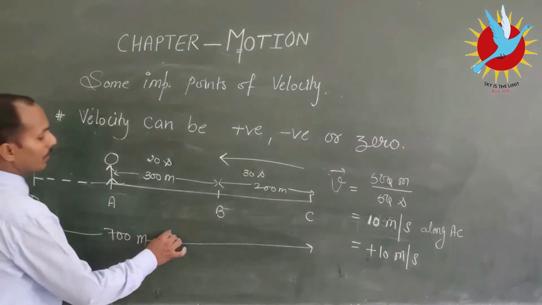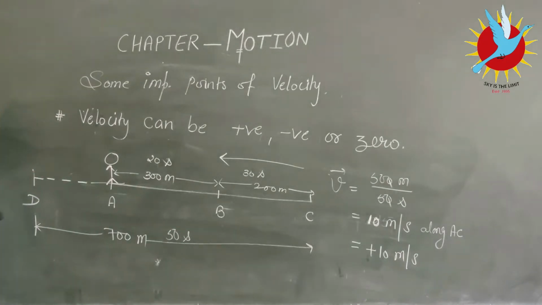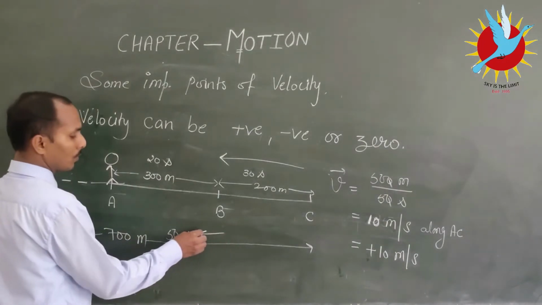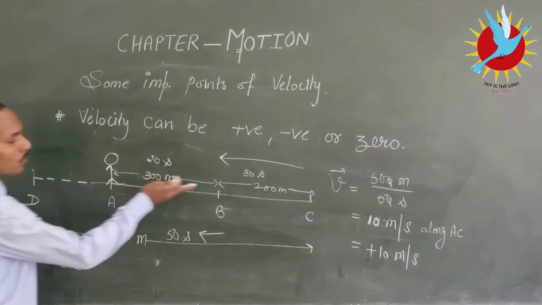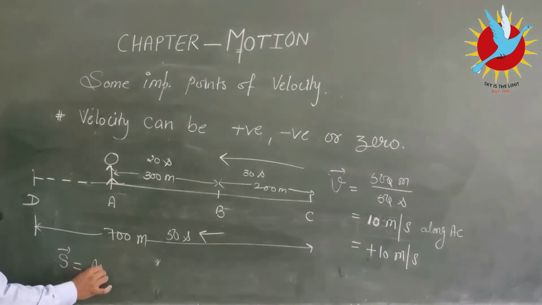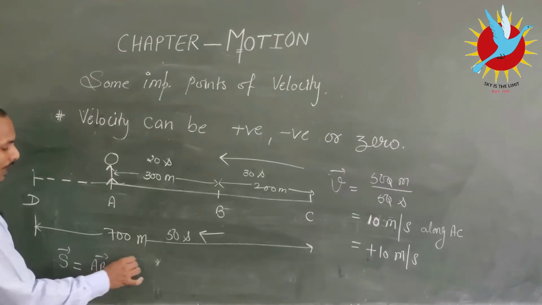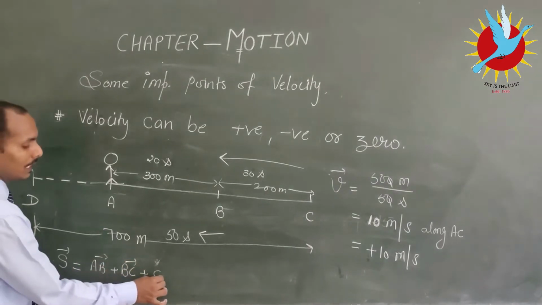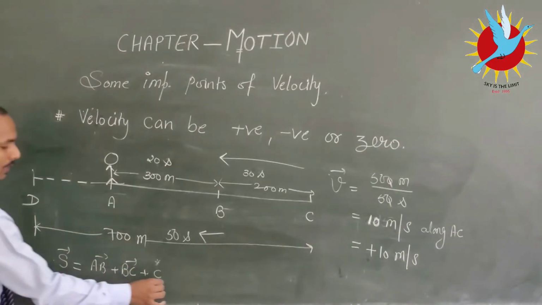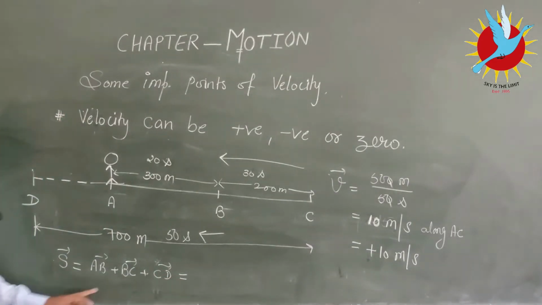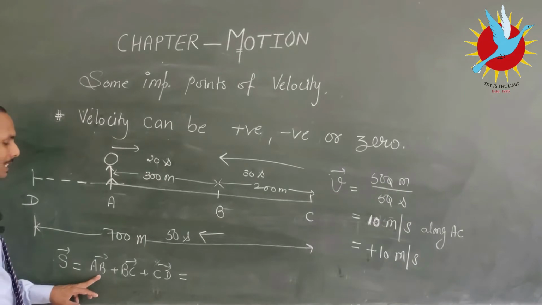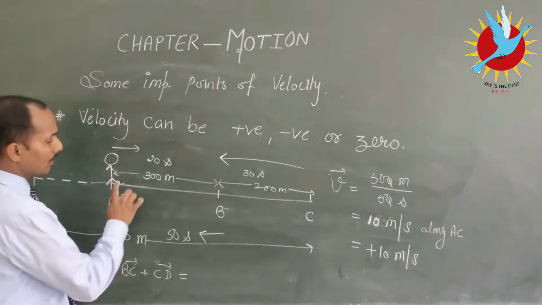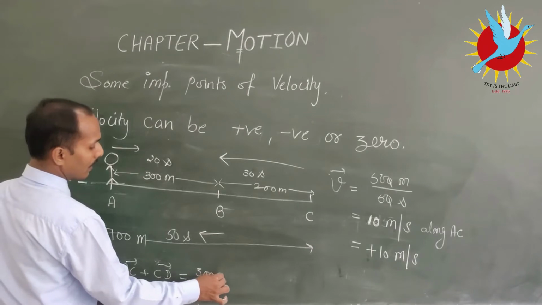And suppose it takes 50 seconds to move from C to D. Then the question is what is the displacement. You know that displacement is AB plus BC, both in the same direction, plus C to D. This is the total displacement. AB is along the positive x-axis direction, so take positive 300 meters.